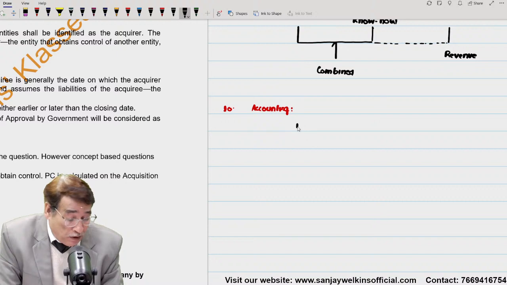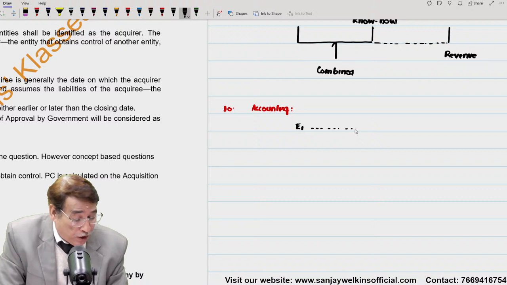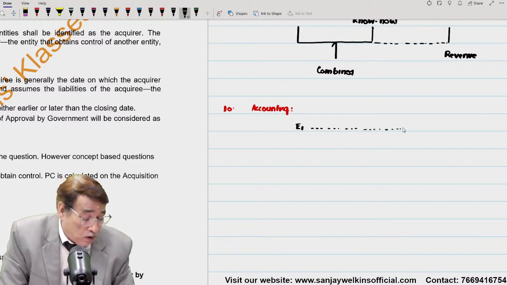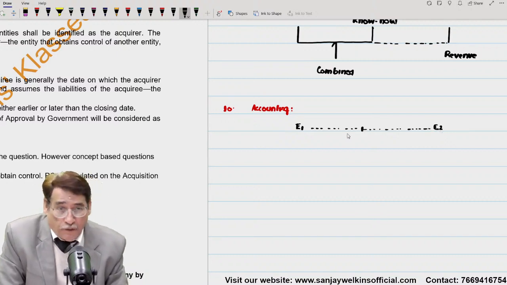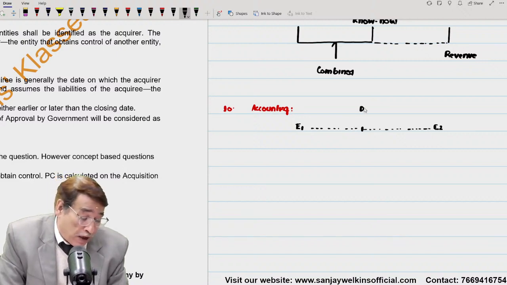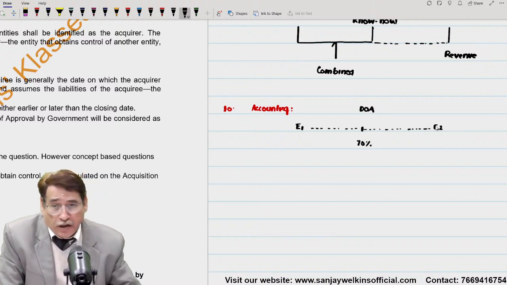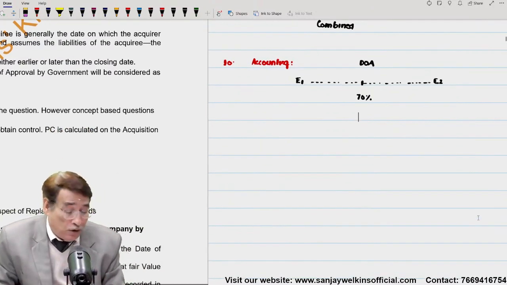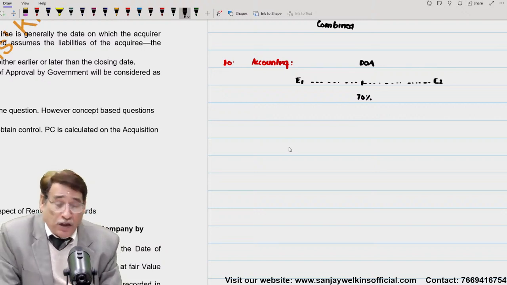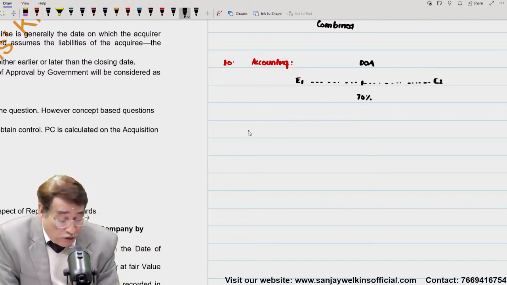Correct? For example, E1 has acquired, let us say, control of E2 on this particular date. This is the date of acquisition. The date on which we get the control is known as the date of acquisition, and we got control by acquiring 70% of the stakes of E2. So on this date, I will have to do the accounting. Is it clear to you or not? On this particular date, I will have to do the accounting.